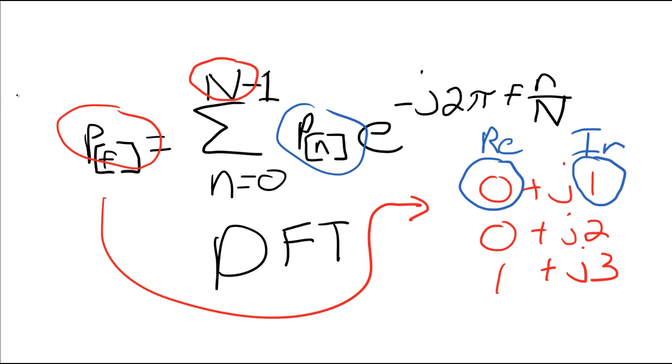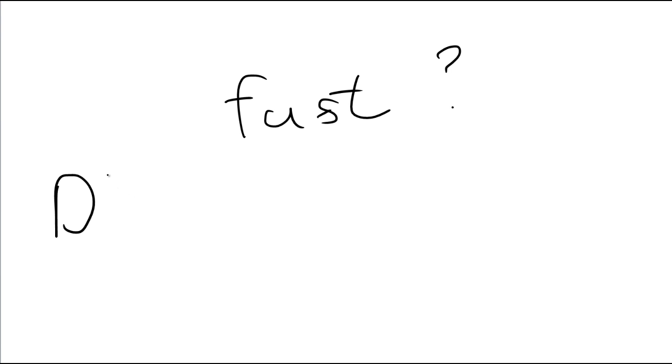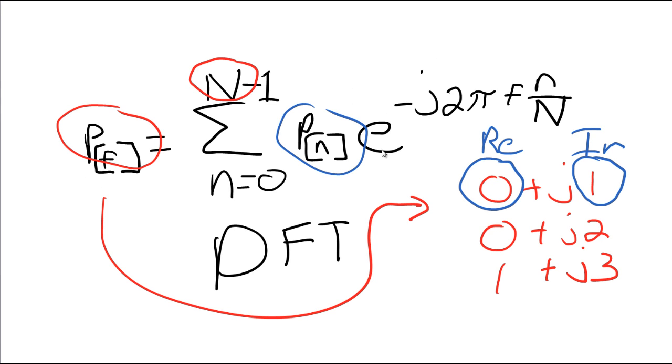Now, we still haven't answered the question of fast. All right? What does fast mean? Well, the DFT, you can compute that. You could actually come up with an algorithm to compute it. But it turns out, if we look at this, there are a lot of multiplies and a lot of adds.